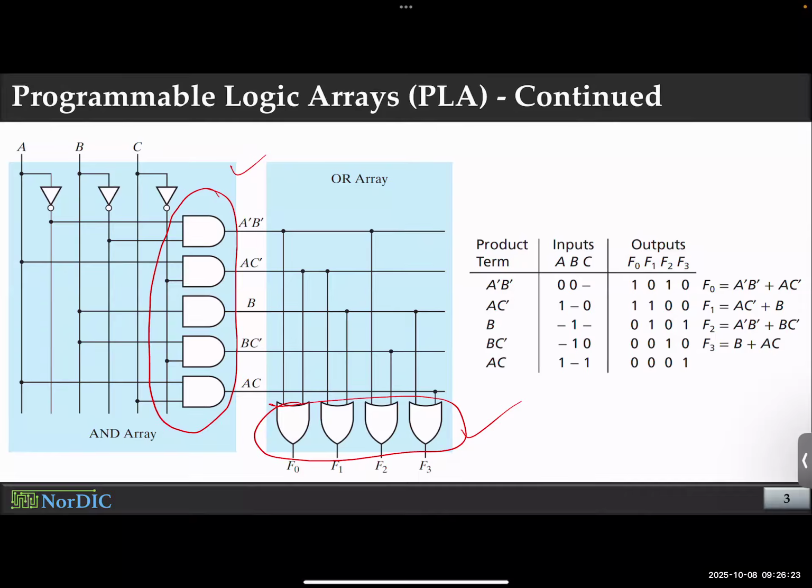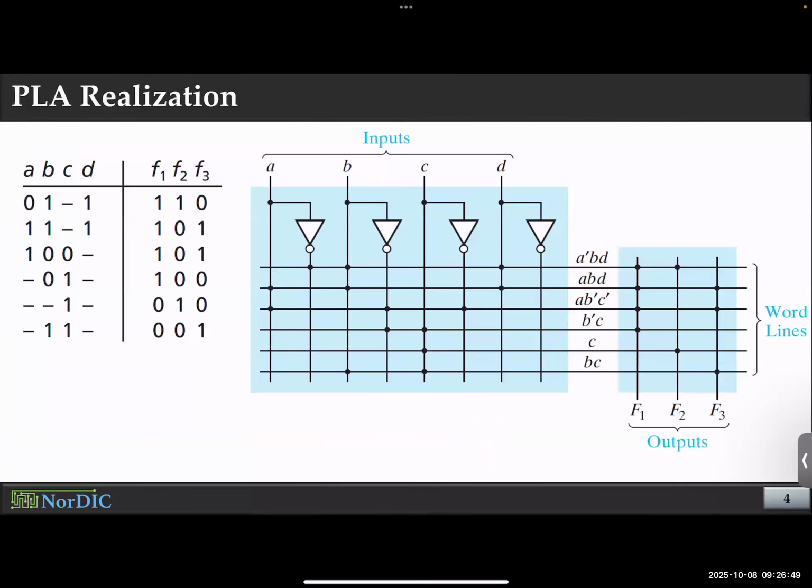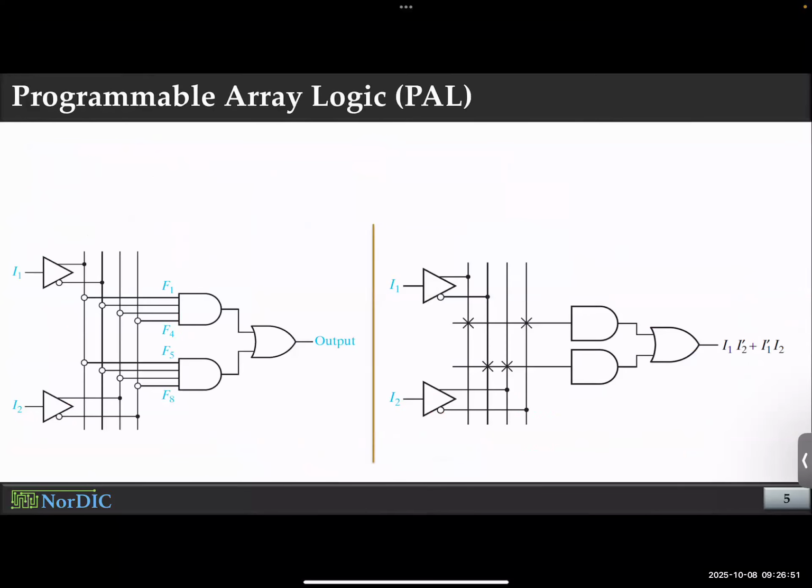Okay, so imagine you are trying to incorporate a situation where you have multiple outputs. So F0, F1, F2, F3, your outputs. And every one of them has a specific agenda. For example, F3 has to be B plus AC. Okay, so how do you incorporate that? I'm going to show you a couple of these implementations.